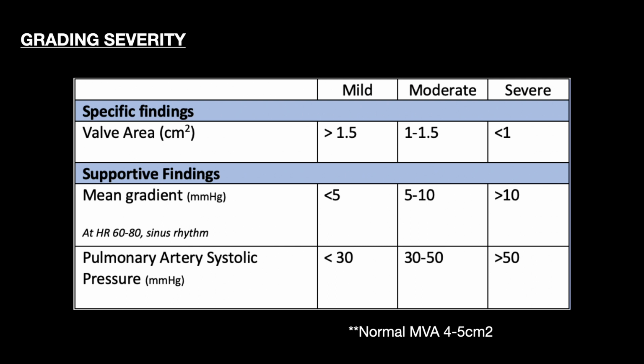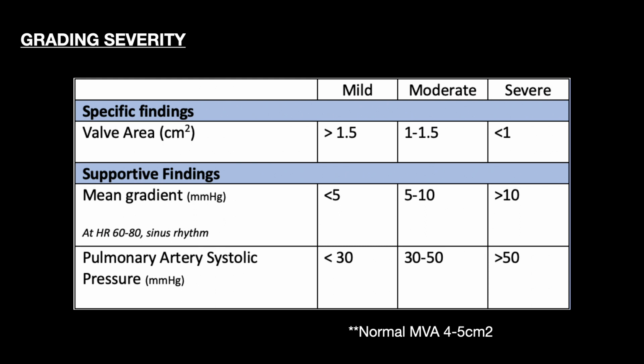So the normal mitral valve area is 4 to 5 centimeters squared. Mild disease is classified as a mitral valve area of 1.5 to 4, and in that range, a patient would rarely have symptoms. Moderate mitral stenosis is with a mitral valve area of 1 to 1.5 centimeters squared, and severe mitral stenosis is when the mitral valve area is less than 1.